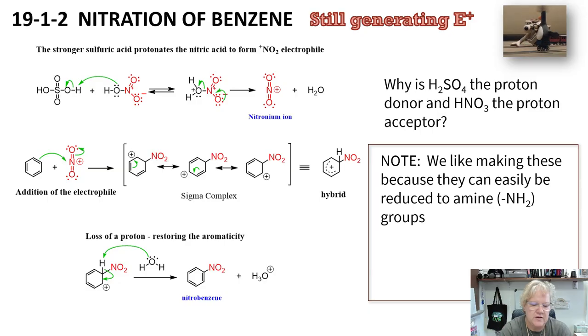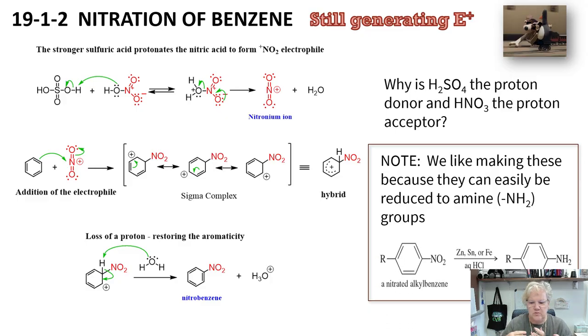Okay, note, we like putting nitro groups on benzene because, from what we learned before, they can easily be reduced to an amine. So if you don't want a nitro group, but you do want an amine, it's easy to put the nitro group on and then reduce it to the amine, because all you have to do is throw in some zinc, tin, or iron with a little bit of aqueous media, and you can reduce that to a substituted amine instead.